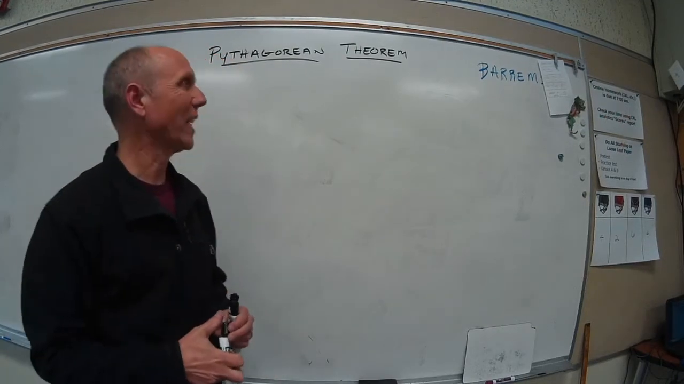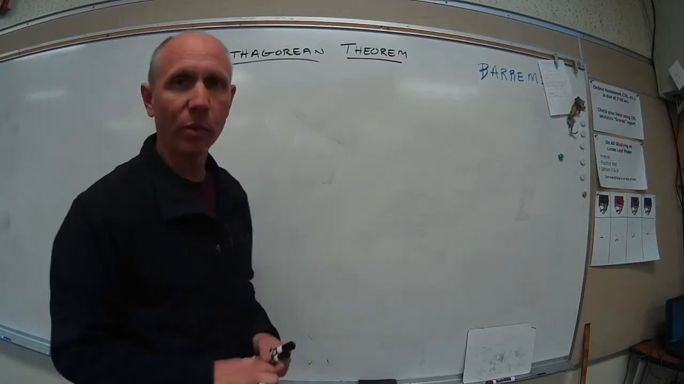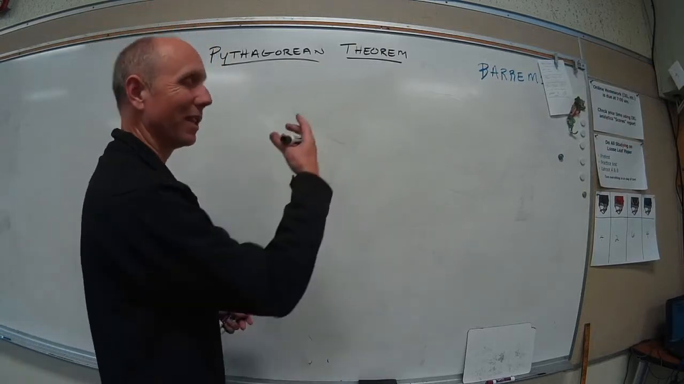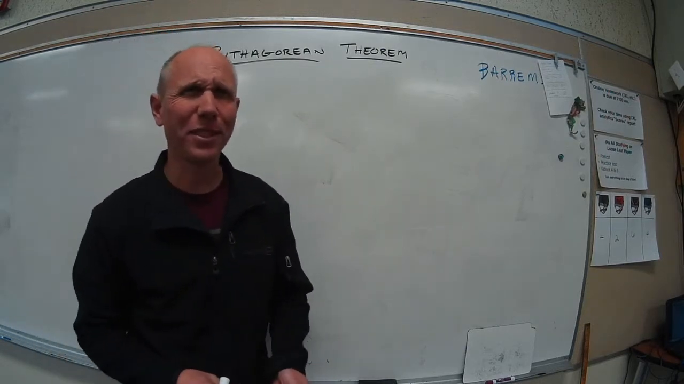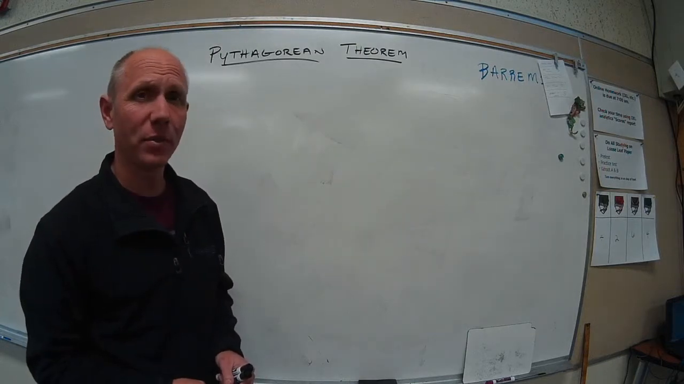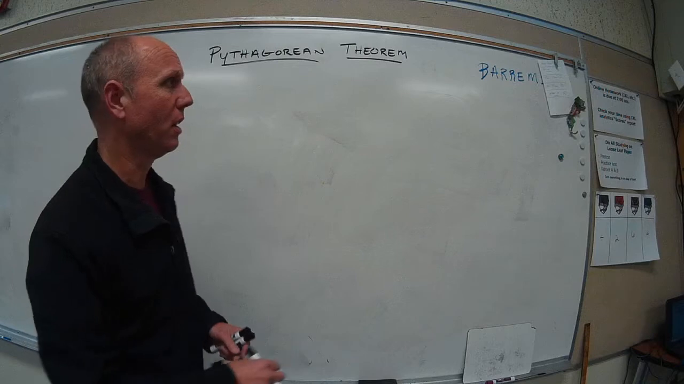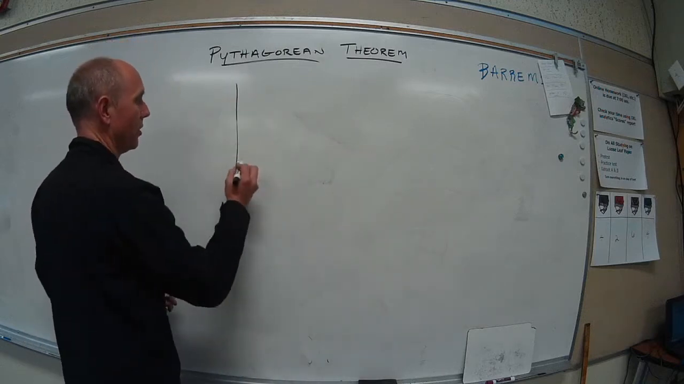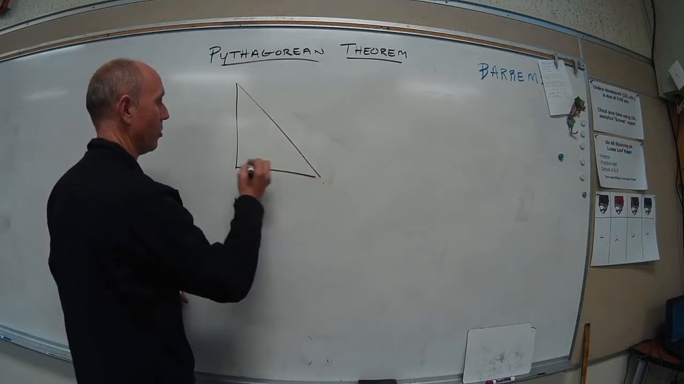Hey, it's Mr. Barr, and this is a quick lesson on the Pythagorean theorem. There was a guy a long time ago, I think around 600 BC or something. His name was Pythagoras. He was a mathematician and a philosopher, and he figured out a connection in right triangles.